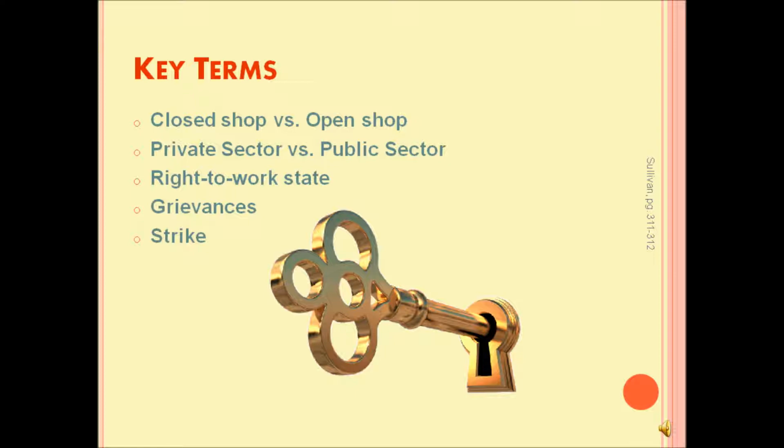I also want you to learn the difference between private and public sectors. The private sector includes for-profit institutions. The public sector includes governmental agencies, federal agencies, and state agencies. The public sector was not granted access to collective bargaining until President Roosevelt signed into law the National Labor Relations Act, also known as the Wagner Act.